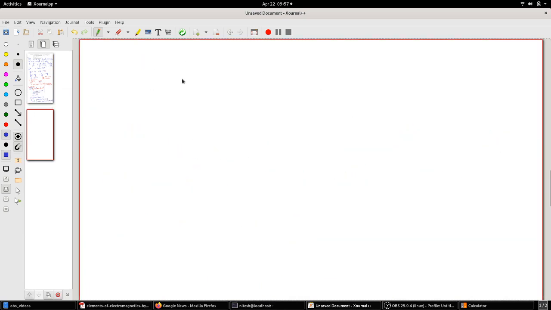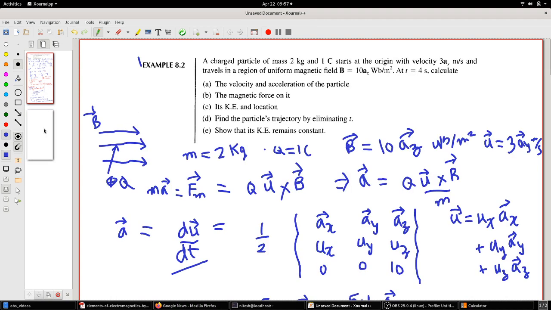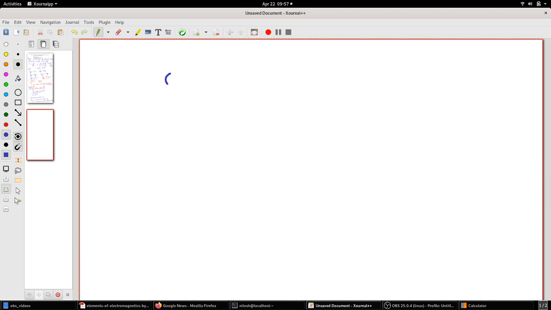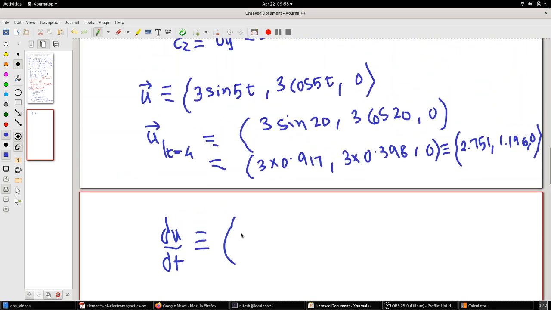Now for the value of the acceleration, you know u, so I have to differentiate du by dt. 3 sine phi t will become 15 cos of phi t, this will become minus 15 sin phi t, and this will become 0.